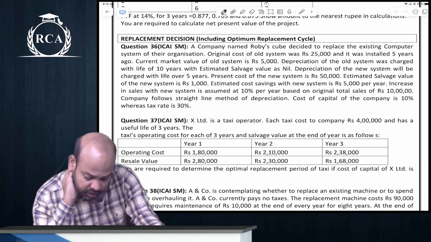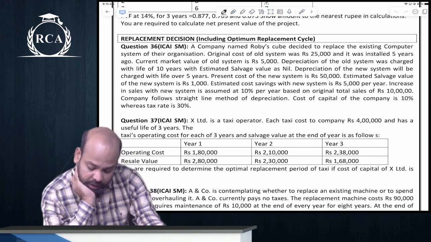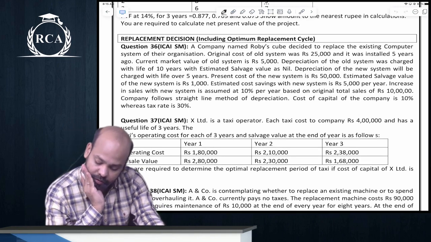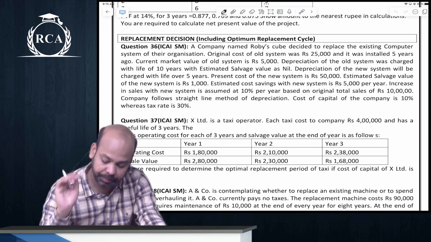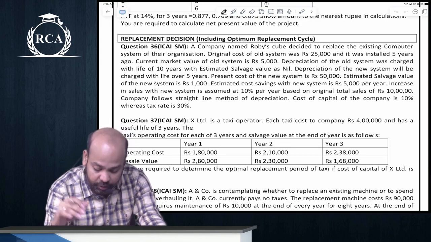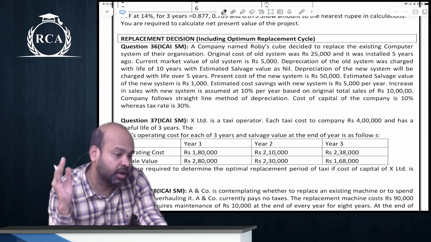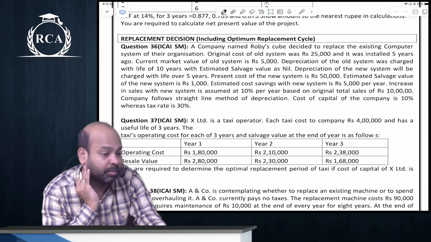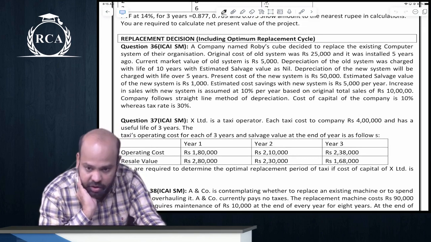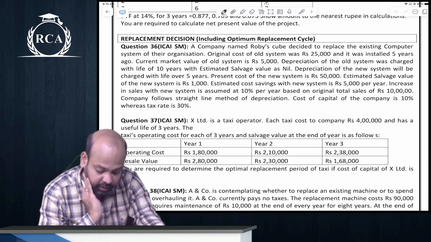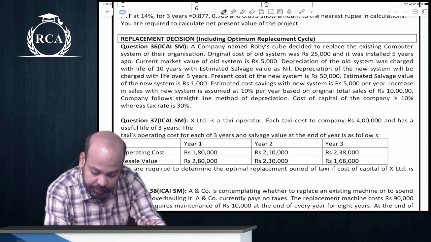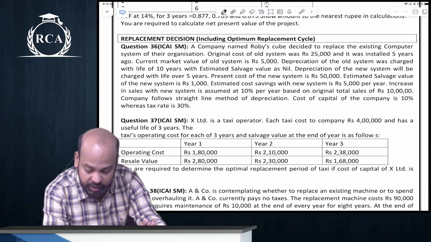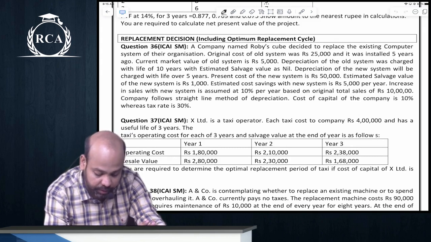Depreciation of the new system will be charged with a life of over 5 years. The present cost of the new system is 50,000 rupees. The new system has a life of only 5 years. This is not a case of unequal lives. This is merely a case of replacement decision. Estimated salvage value of the new system is 1,000. Estimated cost savings with new system is 5,000 per year.